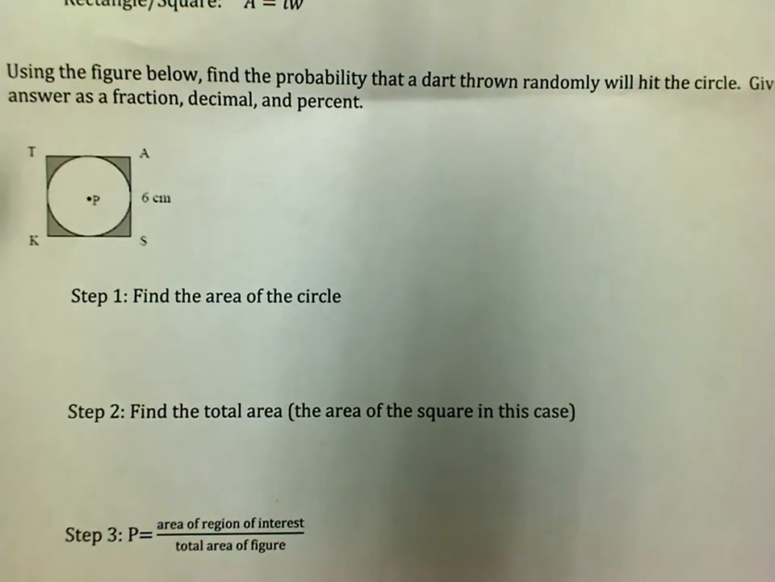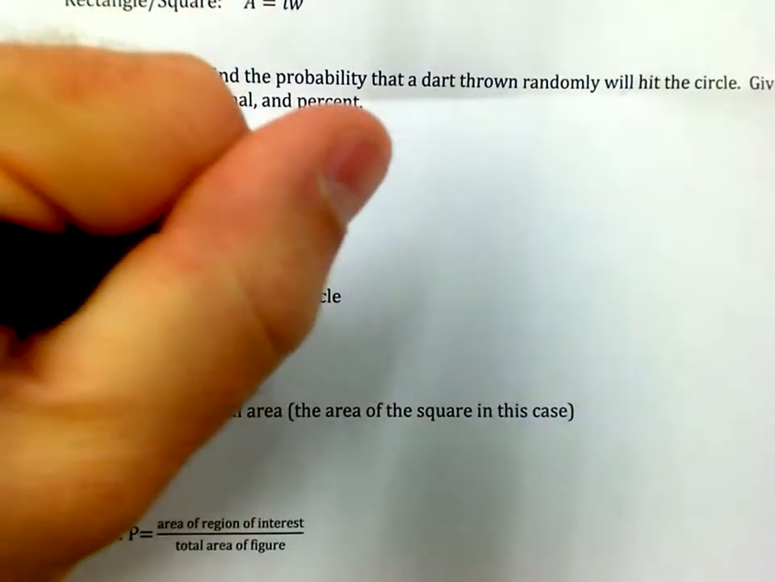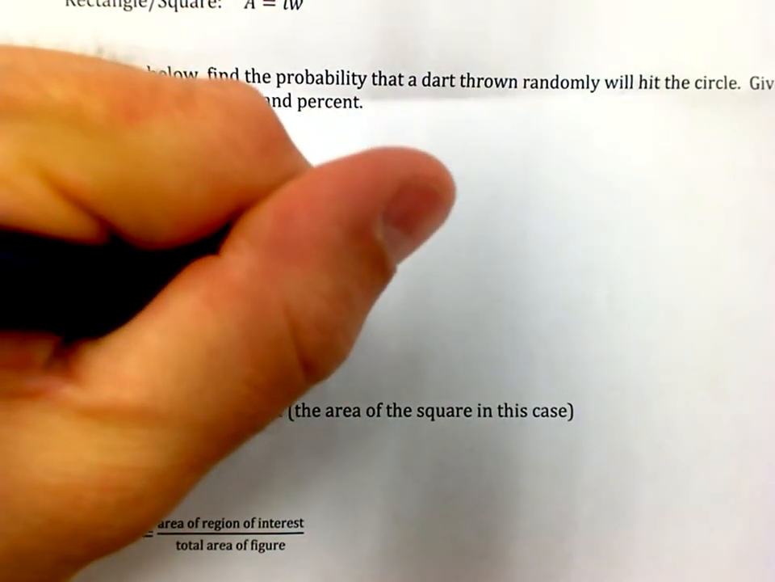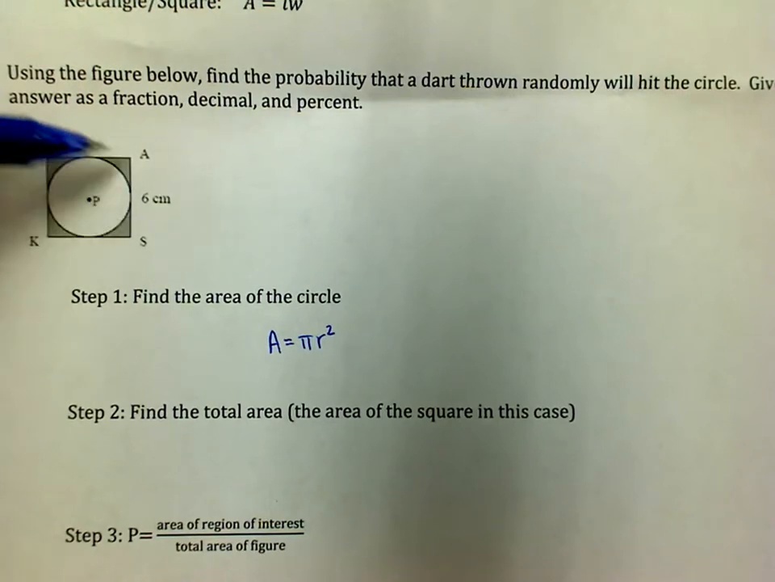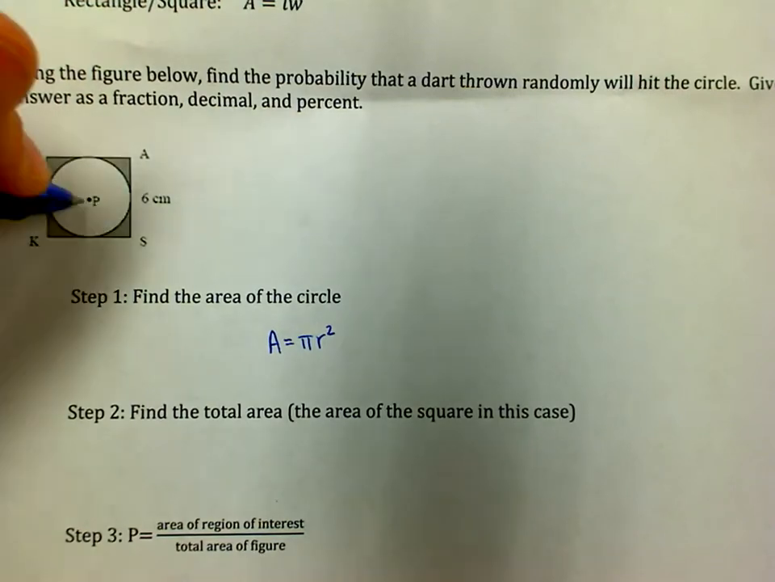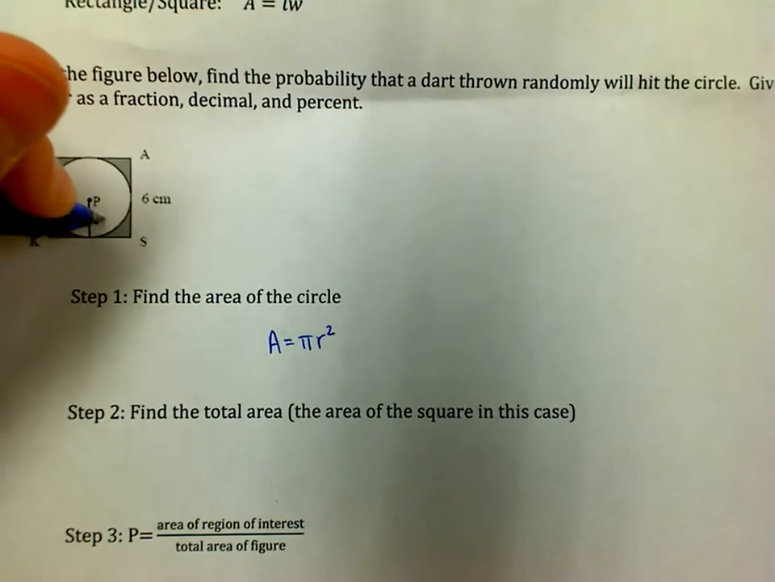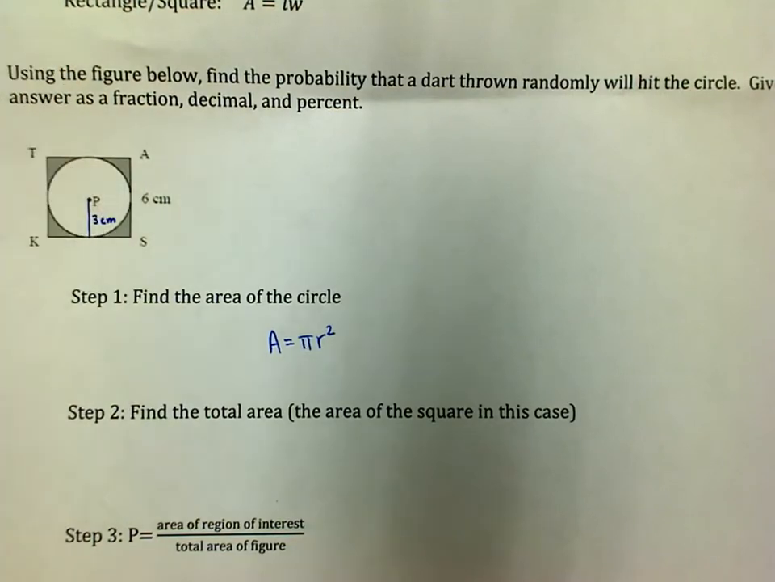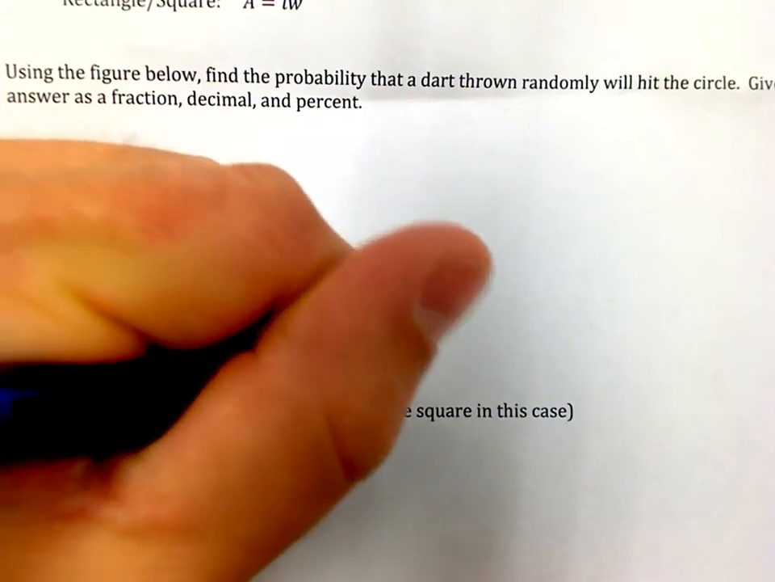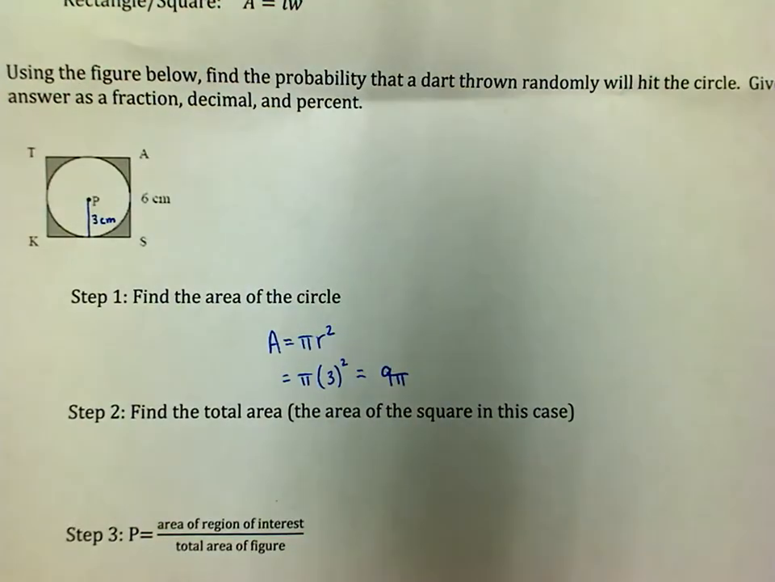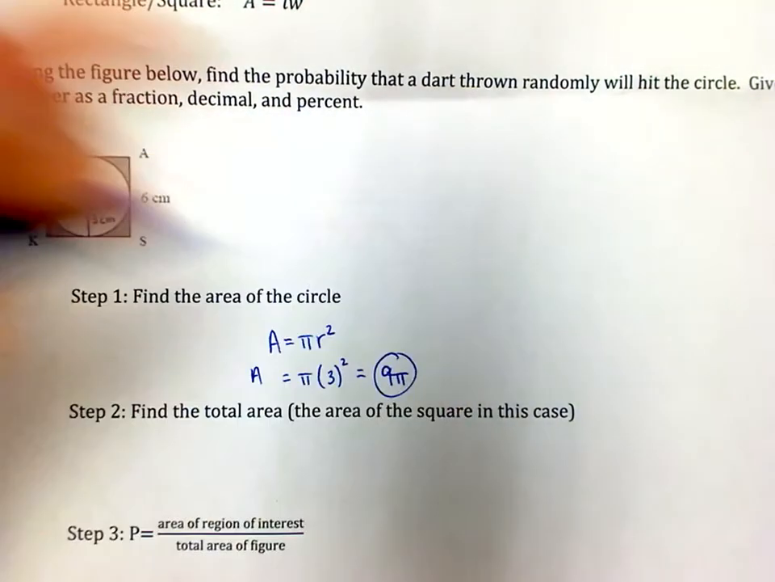The first thing we need to do is find the area of that actual circle. That's our region of interest, right? The area of the circle is pi r squared, and in this case, it looks like the diameter is 6. That's all the way across, so we know that halfway would be 3 centimeters, correct? And so we would put in pi times 3 squared, which is 9 pi. Okay, 9 times pi is the area of the circle. So there's the first step.